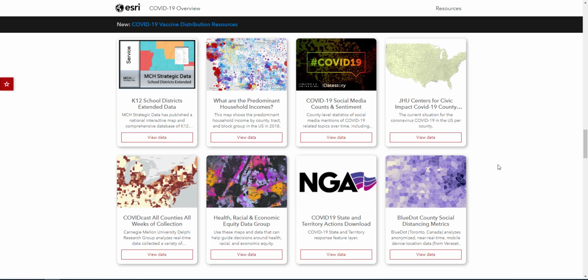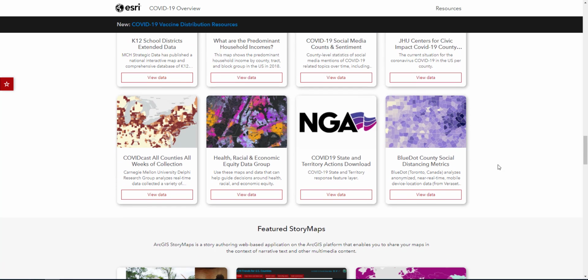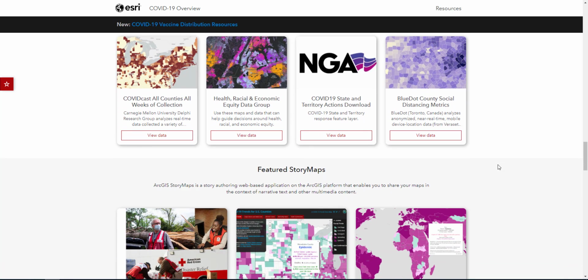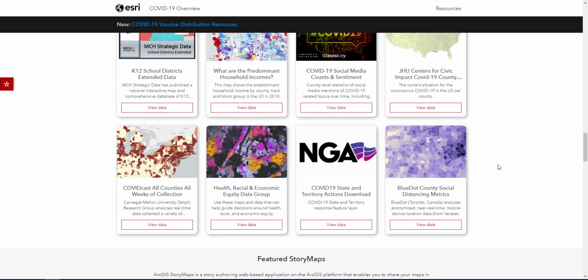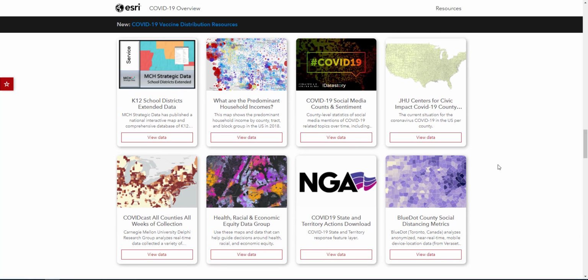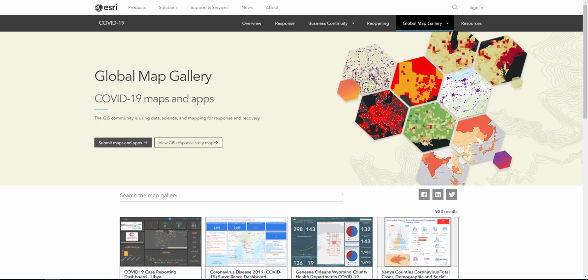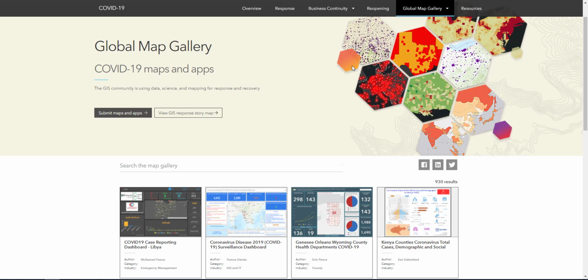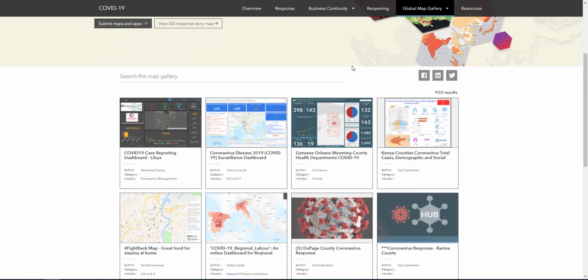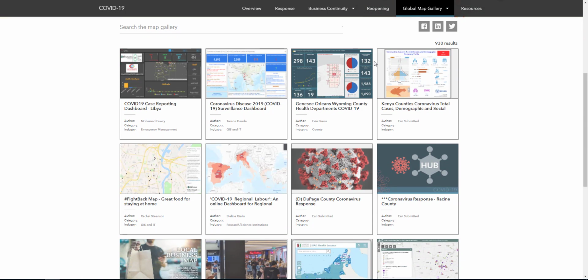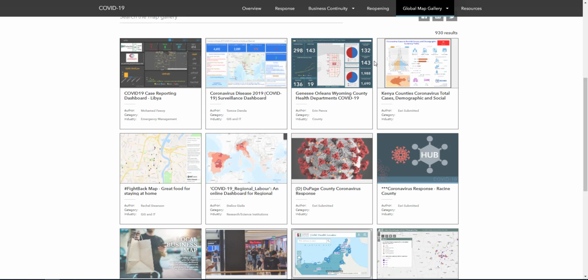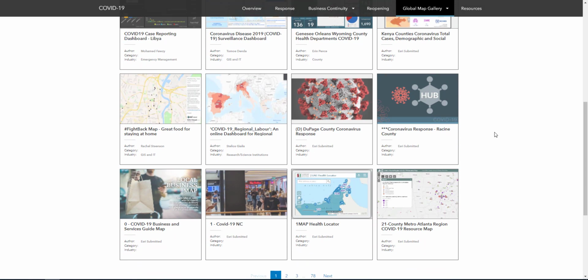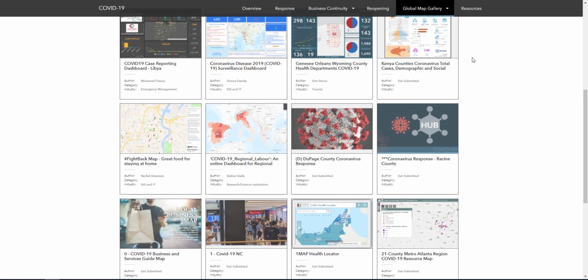And as you start to scroll around all this free data that's available here, it's really going to help your mind wrap around all the questions that we can answer about COVID-19. And what's beautiful is that we have people working all over the world. So you'll find a global map gallery. People all over the world are contributing their apps and dashboards into this map gallery so that we all can learn from each other and build together.